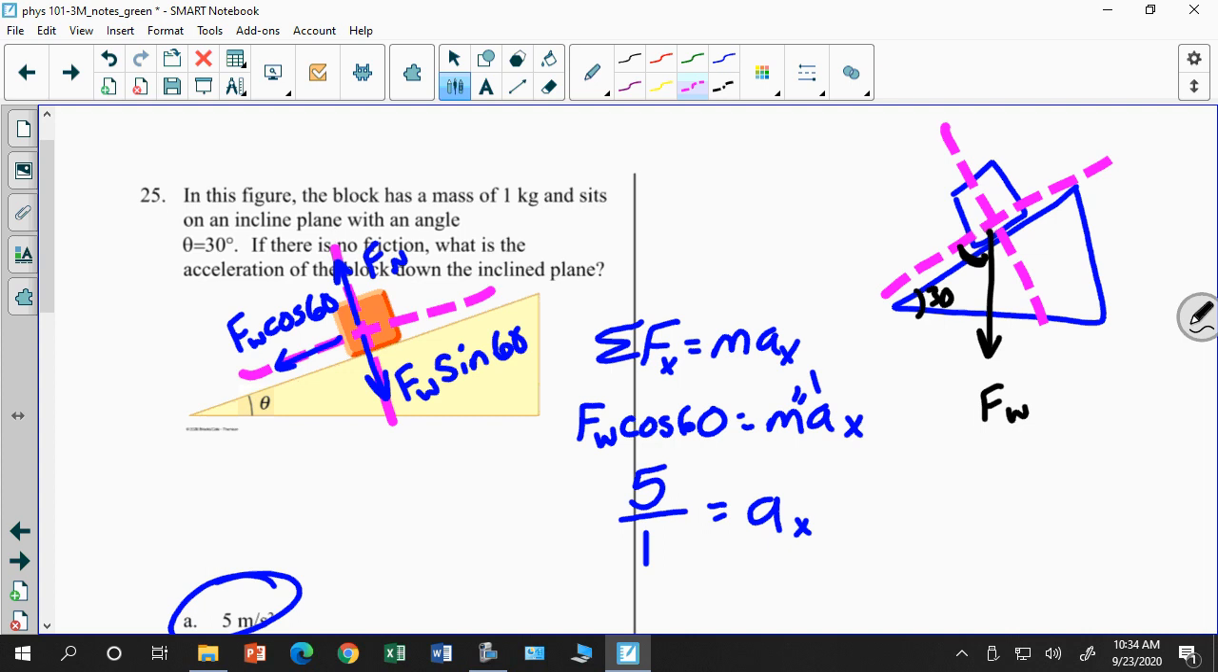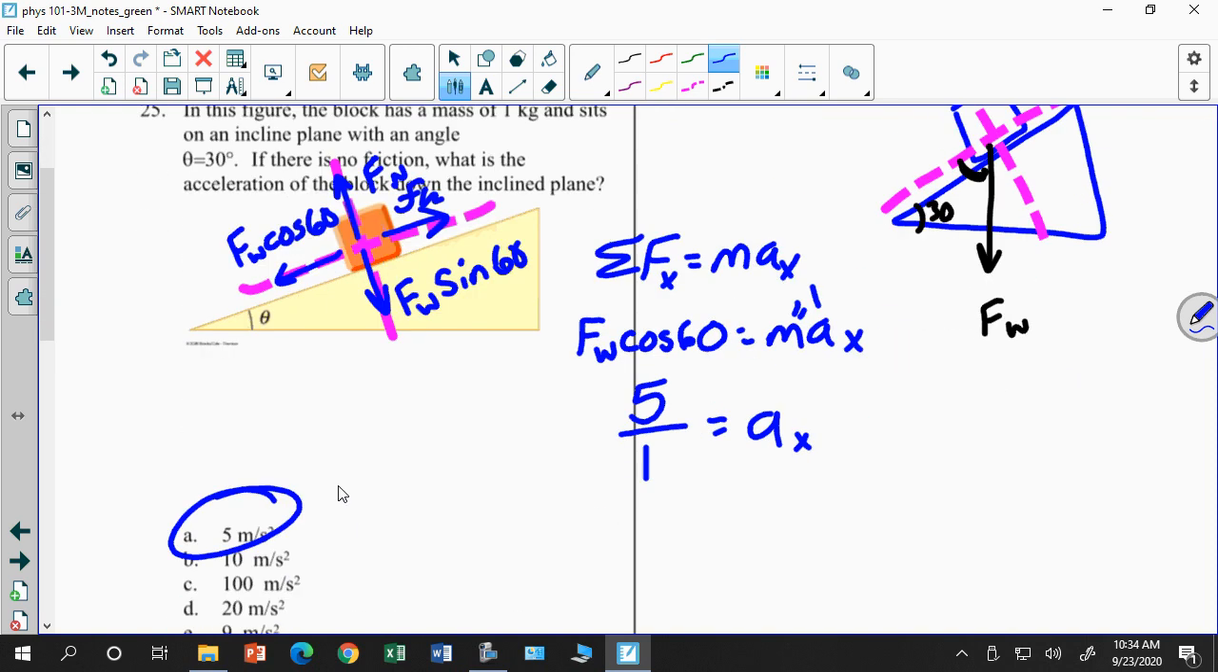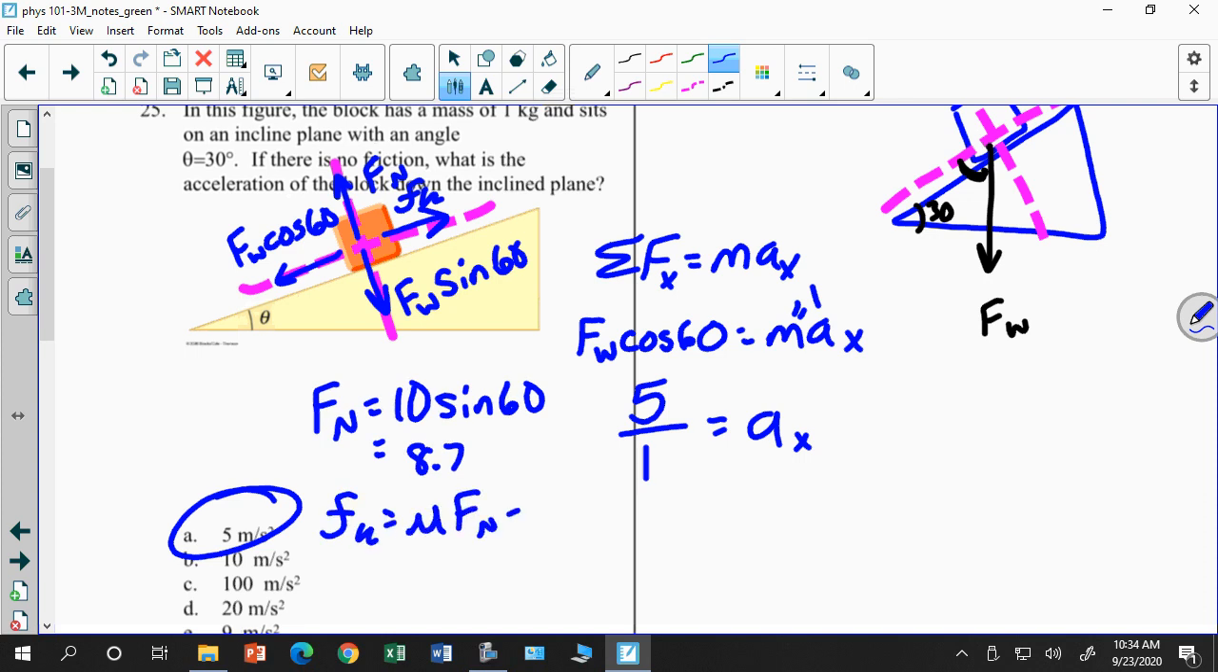I want to throw in the friction, okay? Can I have 30 more seconds? Because you'll have one like this. If I have friction, Fk, like that, I want to know now what is the acceleration. I have to first find out the normal force, which is going to be Fw, which is 10 sine of 60, or 8.7. Then I have to find Fk, which is going to be mu times the normal force. That's 0.12 times 8.7, which is equal to 1 Newton.